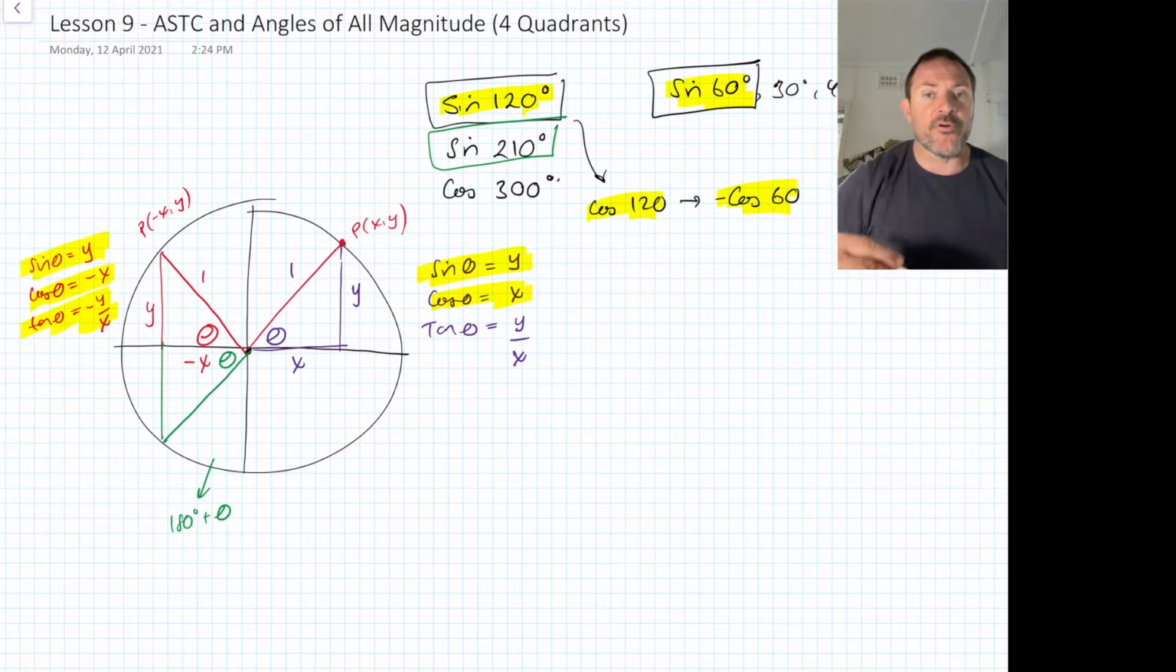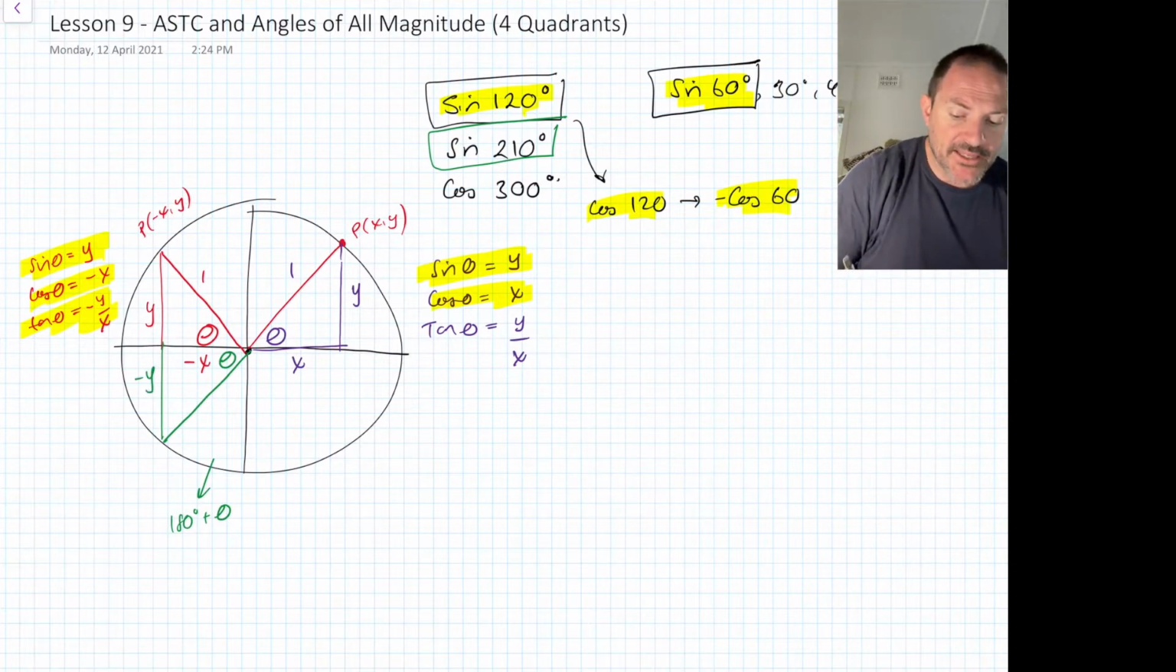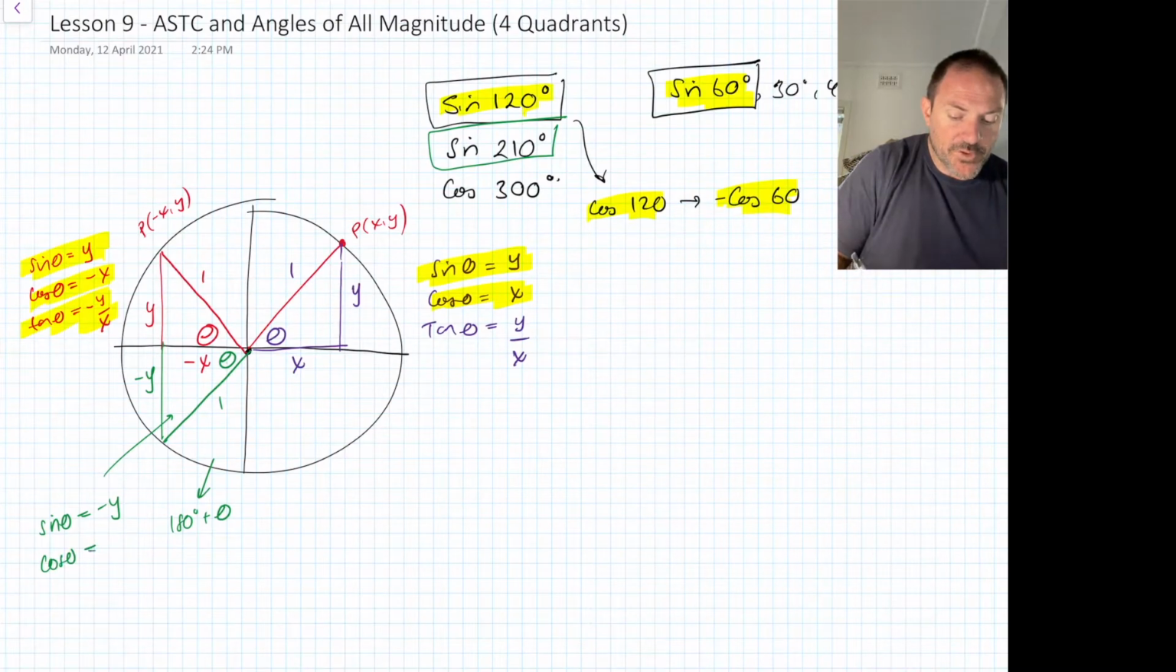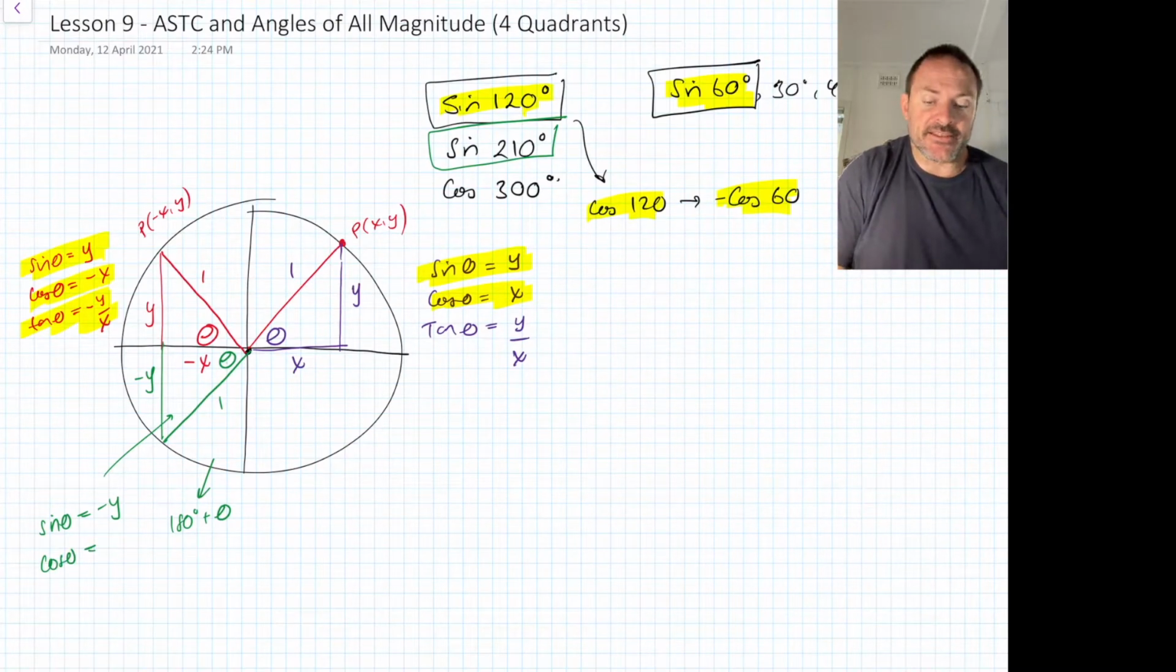What would the vertical now be? Well, that would be negative y. So again, we could do the same three things. Sine theta equals, now in this instance, it'd be negative y over 1. Well, that's negative y. Cos theta would be negative x over 1, which is negative x.